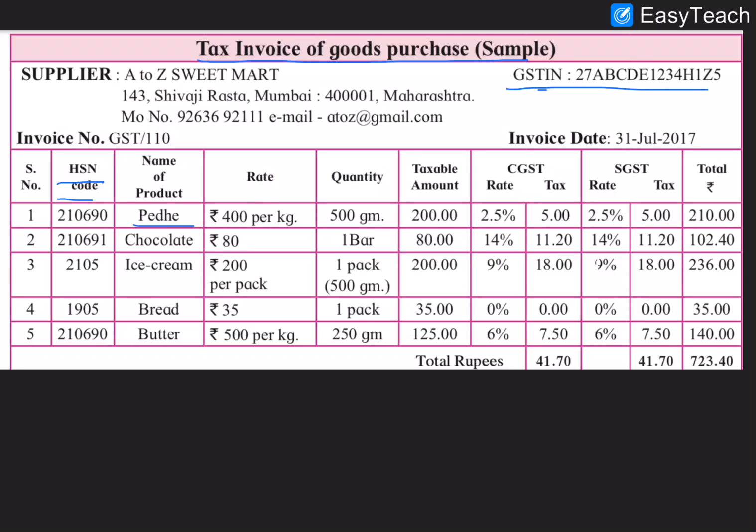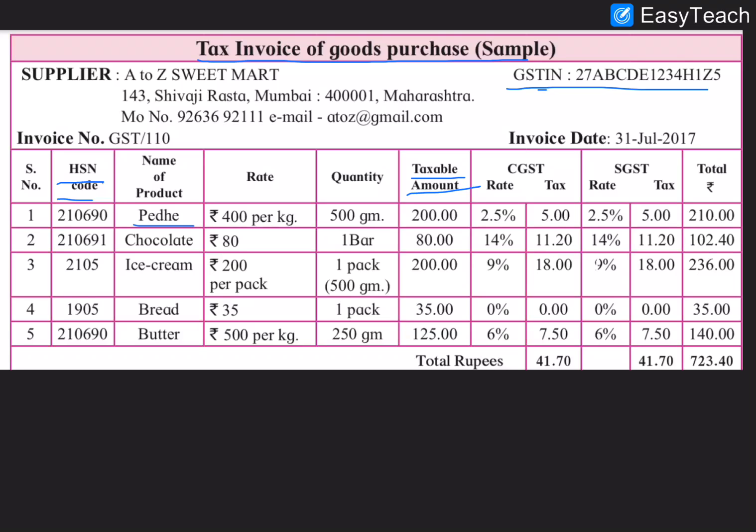And next, rate means the actual amount of the individual item, that is per kg, per pack, or per liter. You can see the actual amount of the individual item is the rate. The next column is quantity, that is how much of the item we purchase: 500 grams, 1 bar, 1 pack of ice cream, 1 pack of bread, 250 grams of butter, etc. The next column is the taxable amount.